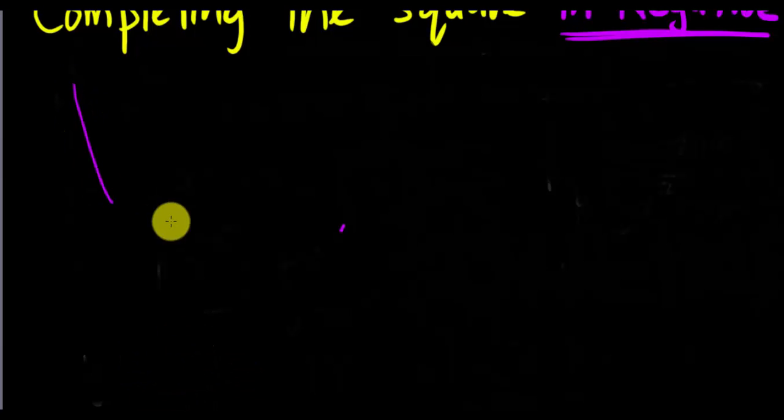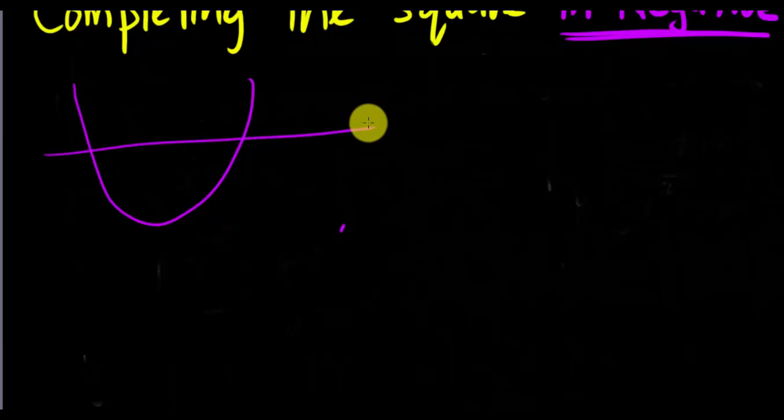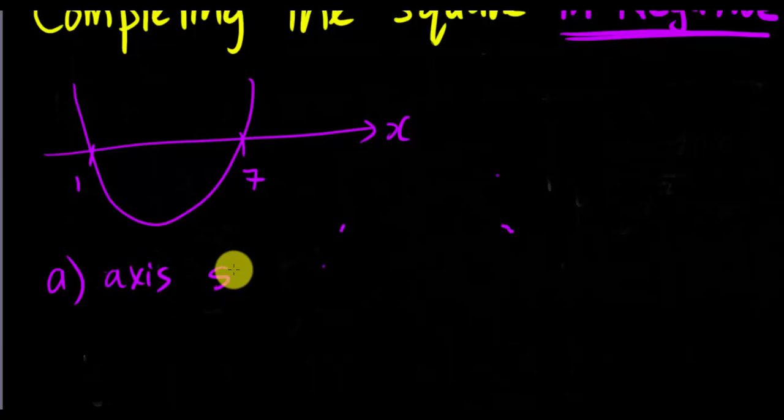So in the exam, one of the common questions is something like this. The question gives you coordinates on the x-axis, and maybe they give you this is 1, this is 7. And then the question asks you, A, find the axis of symmetry.